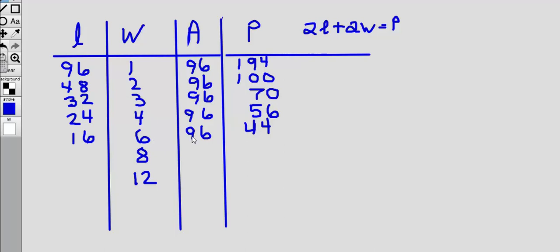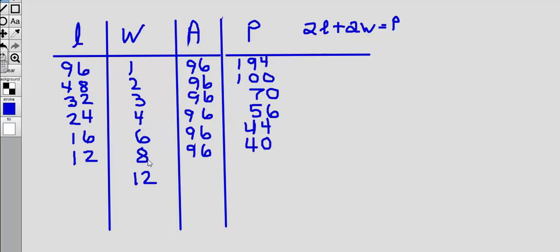Seven does not go into 96. We'll skip that. 8 goes into 96. If we do 96 divided by 8, we would get 12. And if we apply these numbers to this formula, 2 times 12 plus 2 times 8, we would get the perimeter. If we do that correctly, we will get 40.